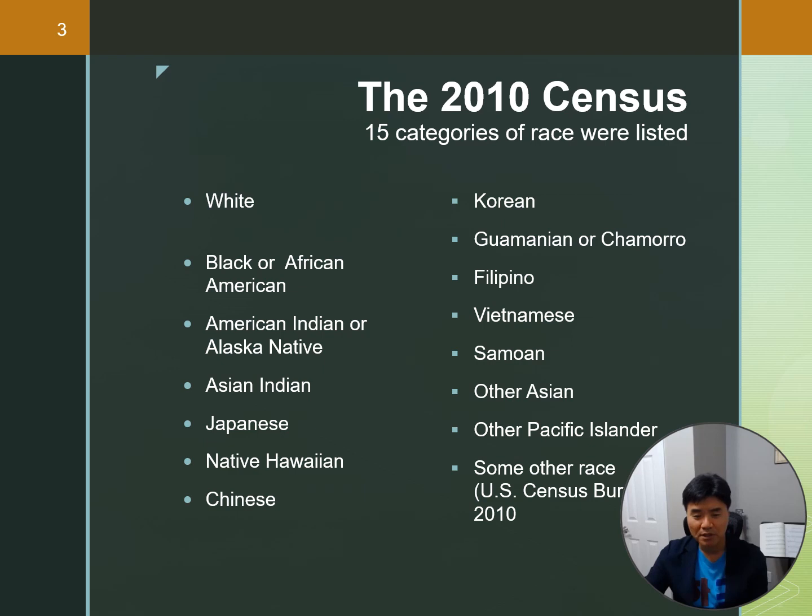In the 2010 census, 15 categories of race were listed. Number one, white. It's a majority in the United States, I guess. Then Black or African American, American Indian or Alaska Native, Asian Indian, Japanese, Native Hawaiian, Chinese, Korean. Here we go. Guamanian or Chamorro, Filipino, Vietnamese, Samoan, other Asian, other Pacific Islander, some other race. Those are the terms we are using nowadays. So you can see.